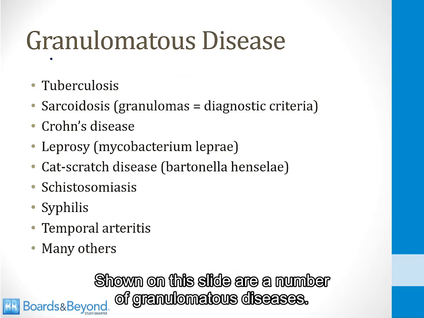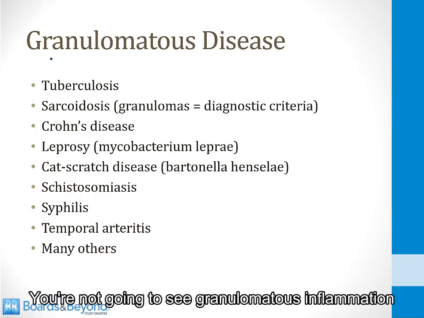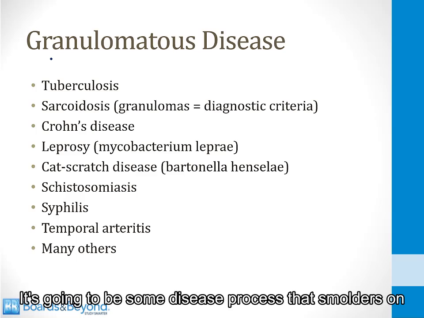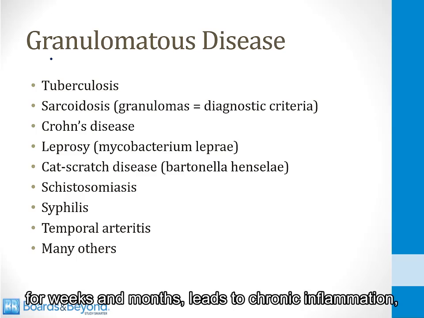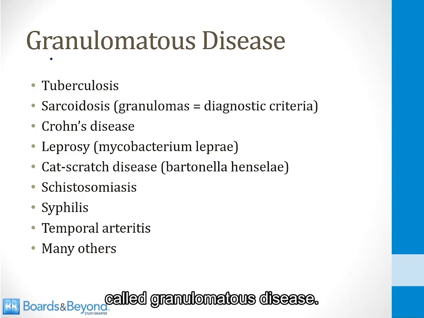Shown on this slide are a number of granulomatous diseases. There are many more than just what's on this list. And all of these are chronic conditions. You're not going to see granulomatous inflammation with an acute infection that resolves in a couple of days. It's going to be some disease process that smolders on for weeks and months, leads to chronic inflammation, and then this special form of chronic inflammation called granulomatous disease.